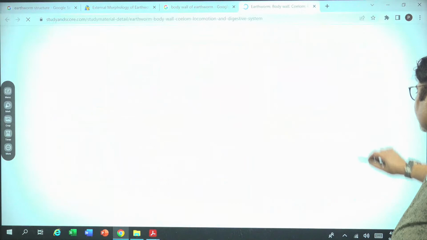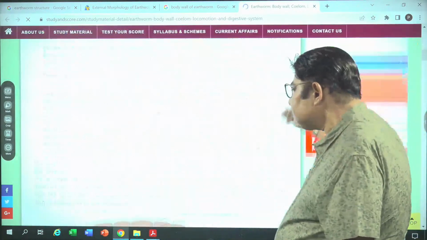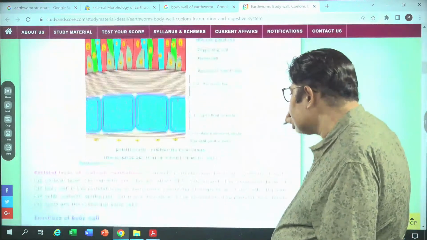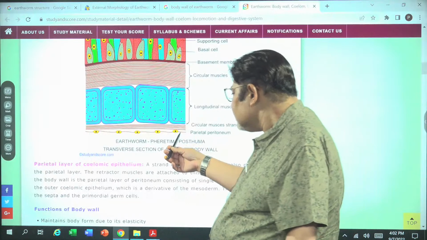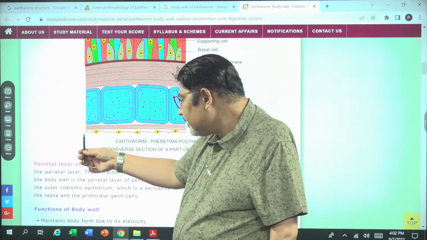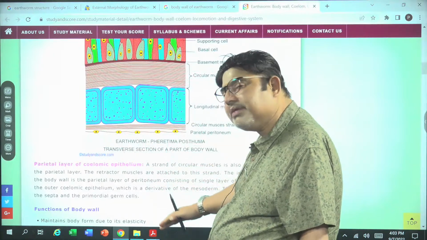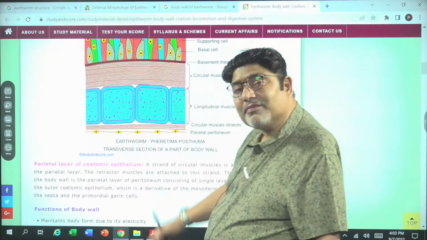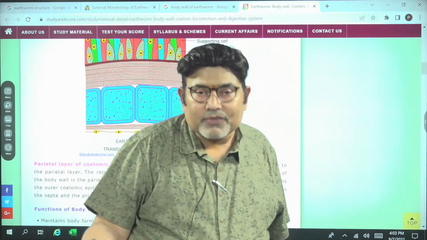Circular muscles, longitudinal muscles. After that, you have the parietal peritoneum. This is the coelomic epithelium. Inside to that, there will be the coelom, the coelomic cavity, and coelomic fluid is there.